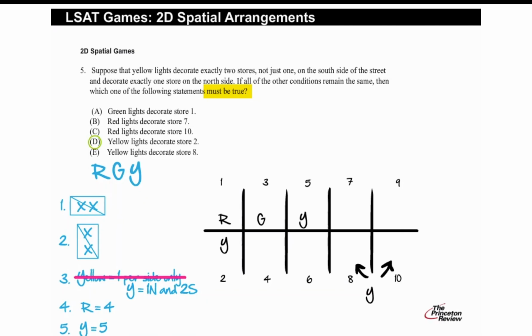Overall, spatial games require you to focus attention on shapes and block clues, which helps you to sort the elements into the diagram. Don't be afraid of spatial games. They may seem a bit weird right now, but they can be some of the most fun games on the LSAT.